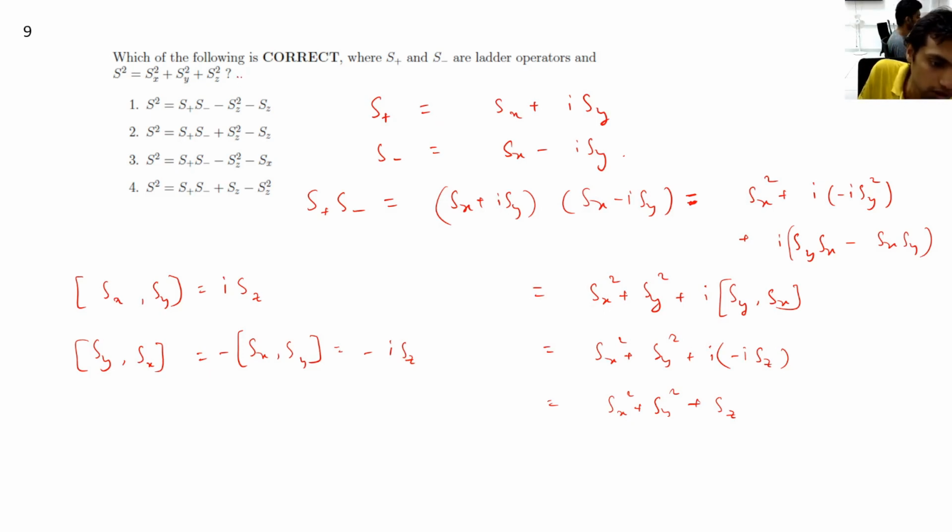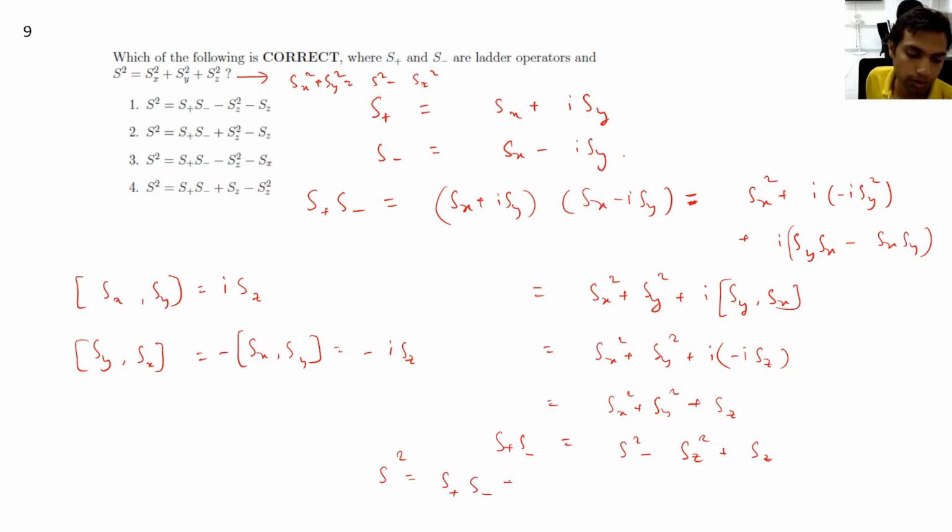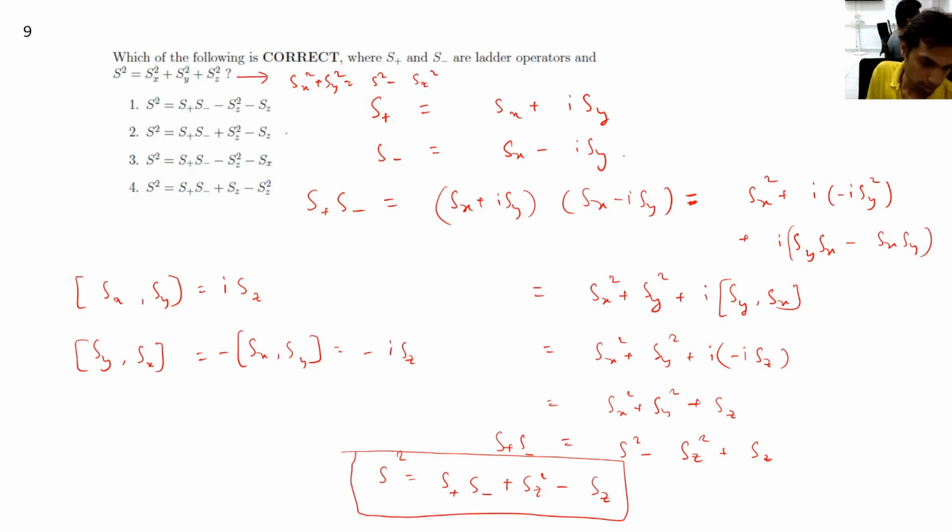Now from the question, we have sx square plus sy square equal to s square minus sz square. You just write that this is s square minus sz square plus sz. So s square is equal to, and this is what, s plus s minus. Now we just have to rearrange: s plus s minus plus sz square minus sz. This is your correct expression. So it is plus sz square and minus sz.